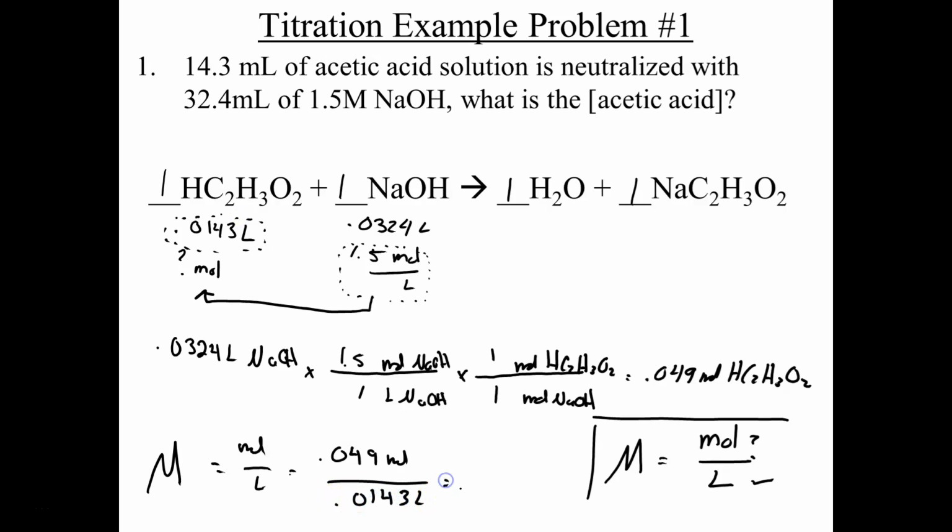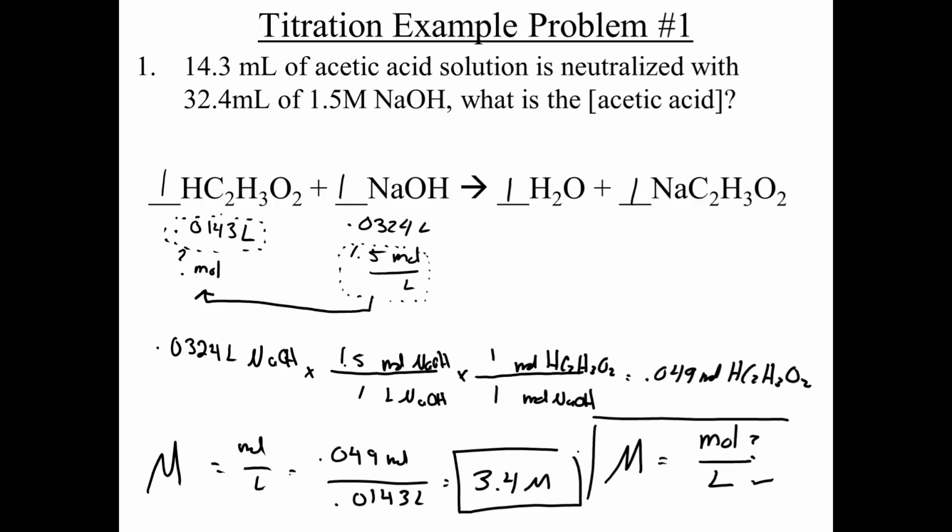0.0143 liters. Go to proper sig figs, and I get an answer of 3.4 molar. Okay, so that's some decent concentration of acetic acid there. Store-bought vinegar is way less than that, and you'll see that because yours was basically store-bought vinegar that you titrate it. We'll see what it comes out to when you do this.